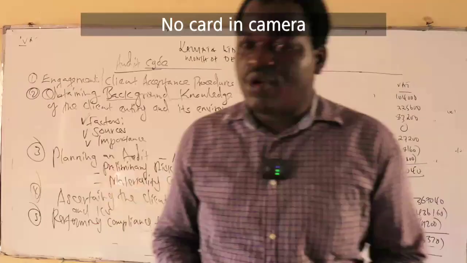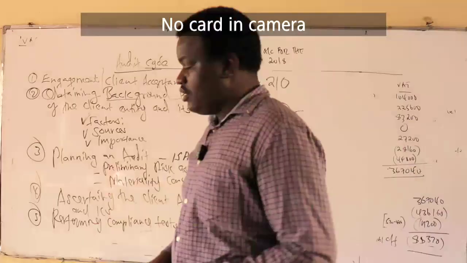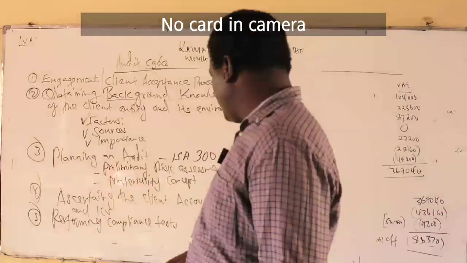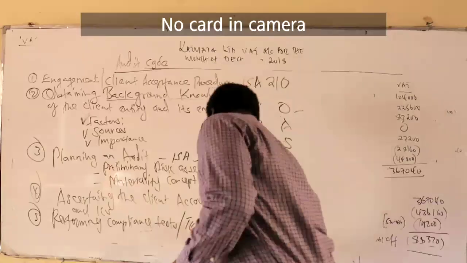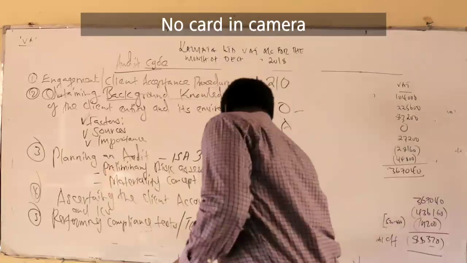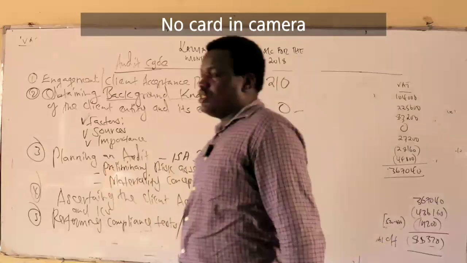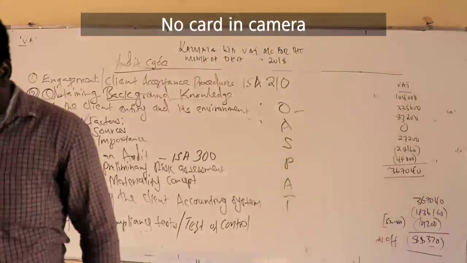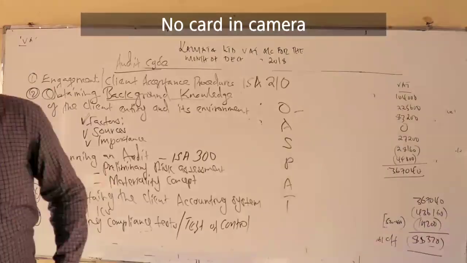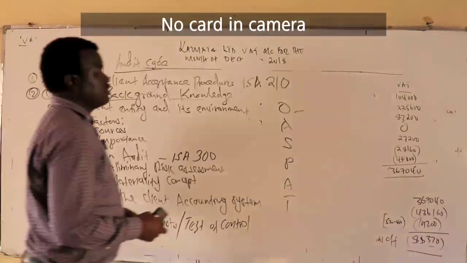Now, the other term for compliance test is the test of control. The tests of control are done to achieve only two things.